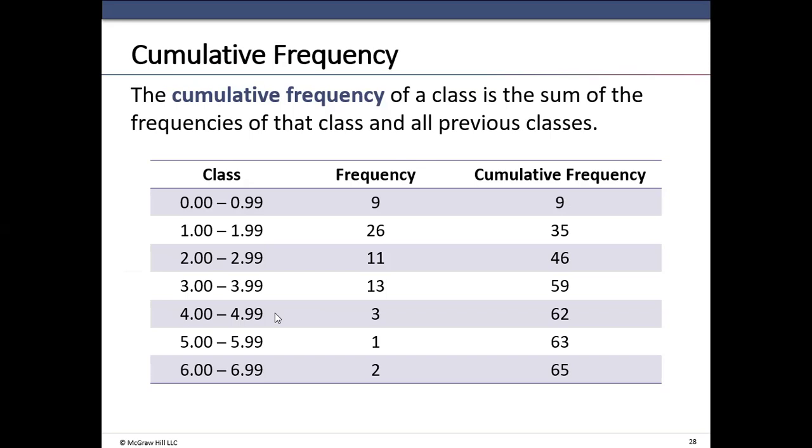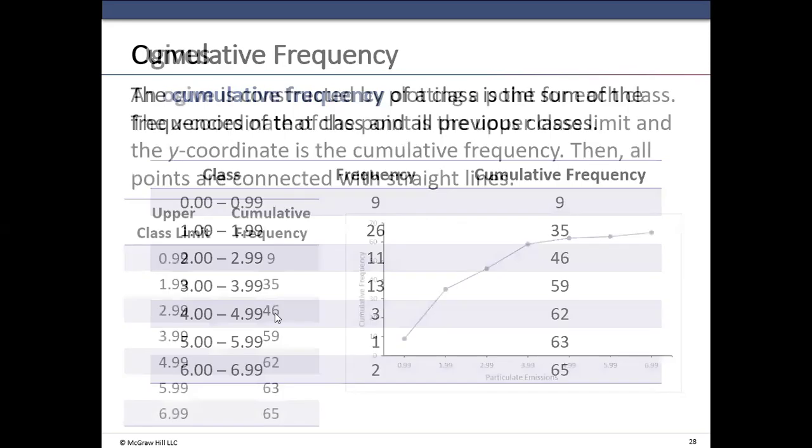Whereas if you look at the second class, the frequency of that is 26. On top of it is 9. 26 plus 9 is 35. Look at the third class, frequency is 11. On top of it is 35. 35 plus 11, 46, and so forth.